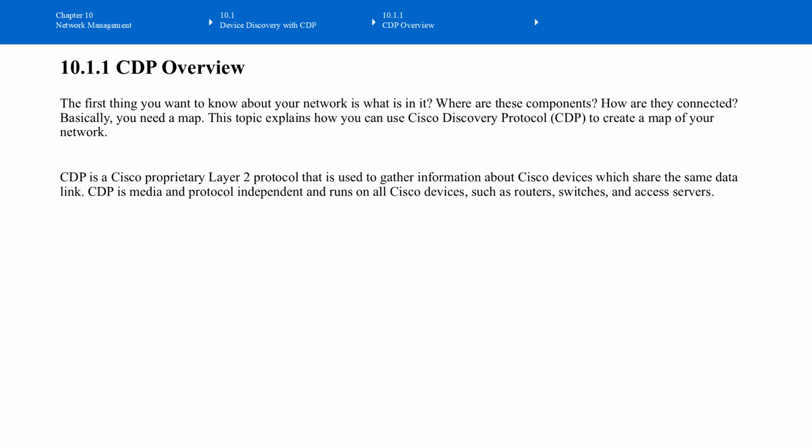Devices that support CDP. CDP runs on many Cisco devices, including routers, switches, access servers, and other Cisco networking devices. As long as 2 Cisco devices are directly connected and CDP is enabled, they can exchange neighbor information.